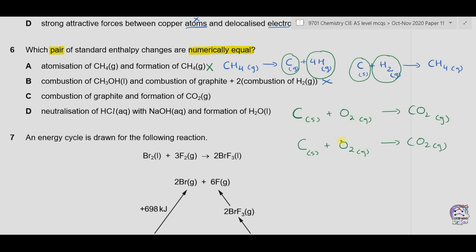Now we can see that the reactants and products are same and the number of moles are also same. So therefore they are numerically equal values. So C could be the correct option. D. Neutralization of HCl with NaOH aqueous and formation of H2O. Neutralization of HCl and NaOH can be shown by this equation. We have HCl aqueous, sodium hydroxide aqueous. It forms sodium chloride along with water.